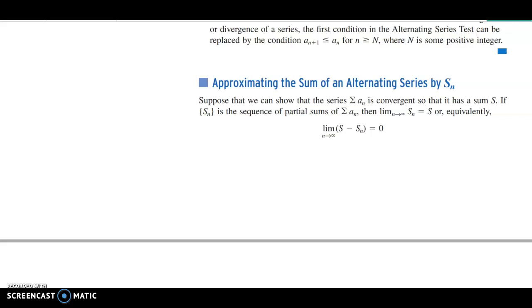so that it has a sum s. If Sn is a sequence of partial sums, then the limit of s minus Sn is equal to 0 actually.